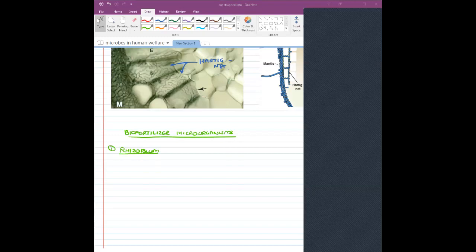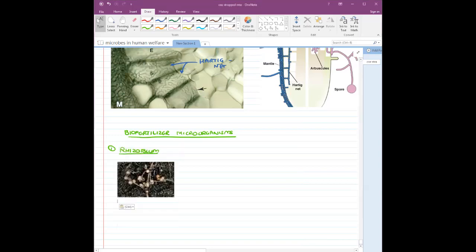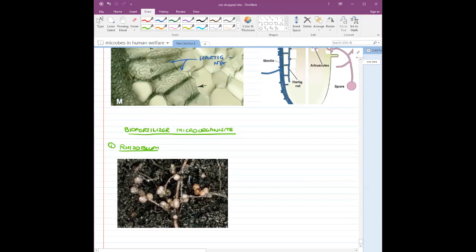So guys, when we talk about your Rhizobium, I told you it is going to form root nodules. How is it going to happen? See, this is how it is going to look. These are like small sabudana kind of things. That is nothing but your root nodules.